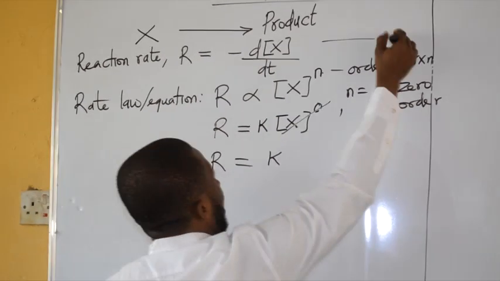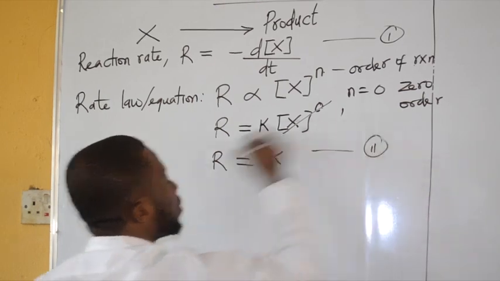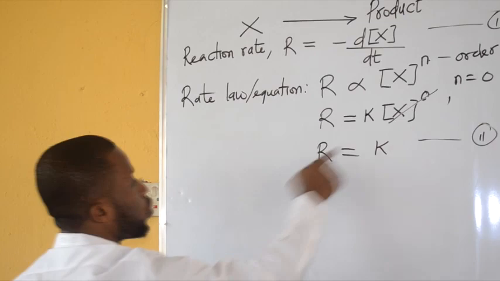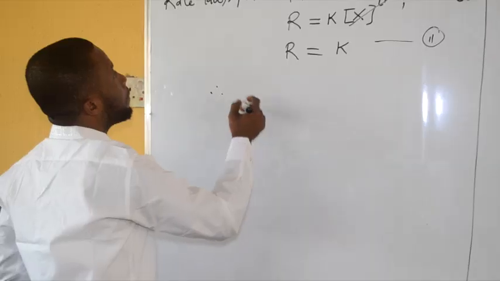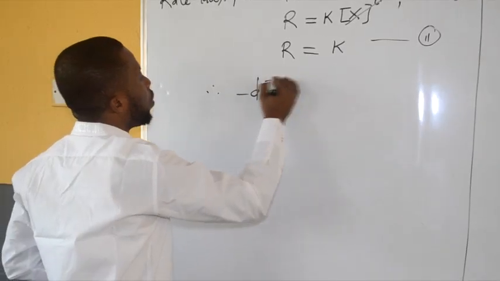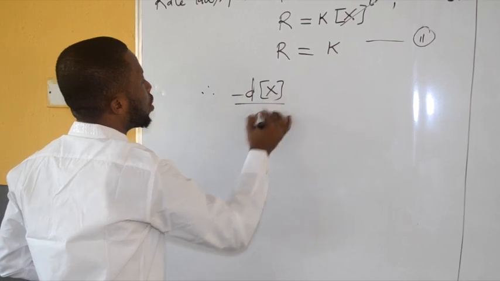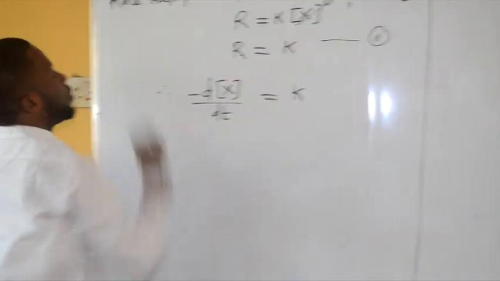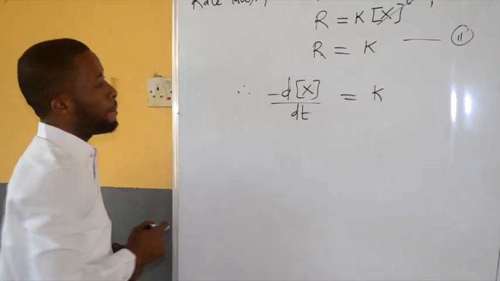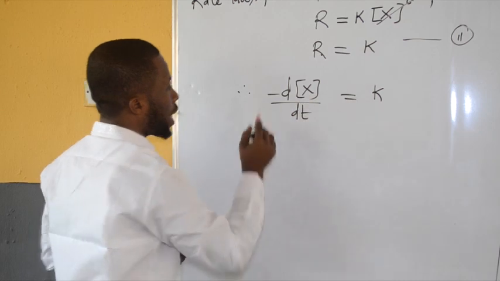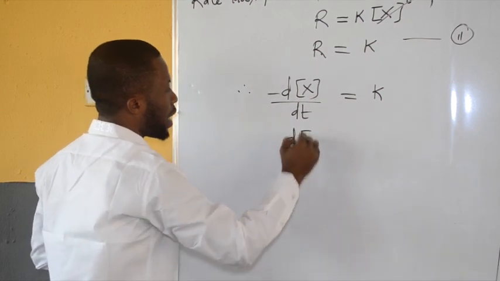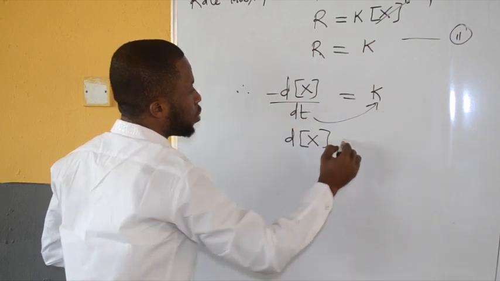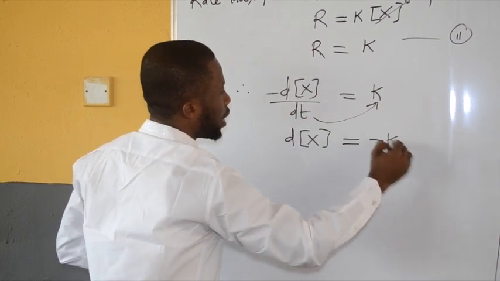Let's call this equation 1 and this equation 2. So mathematically, if R is equal to this in equation 1 and R is also equal to k, it therefore means that equation 1 equals equation 2, so it's R equals R. Okay, so I can move the negative sign over there. Similarly, I can move this here, I will have dx equal to negative k dt.